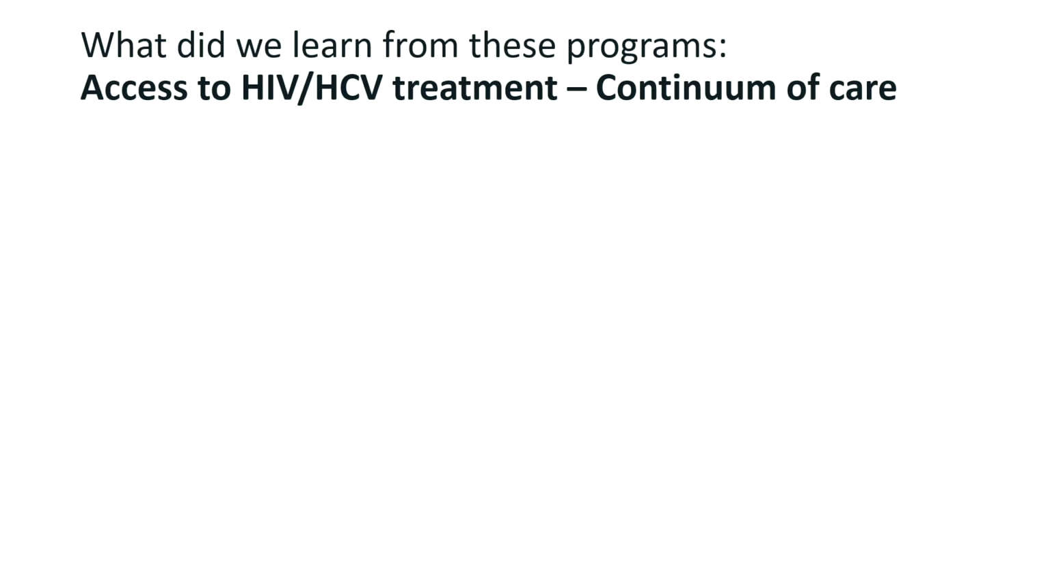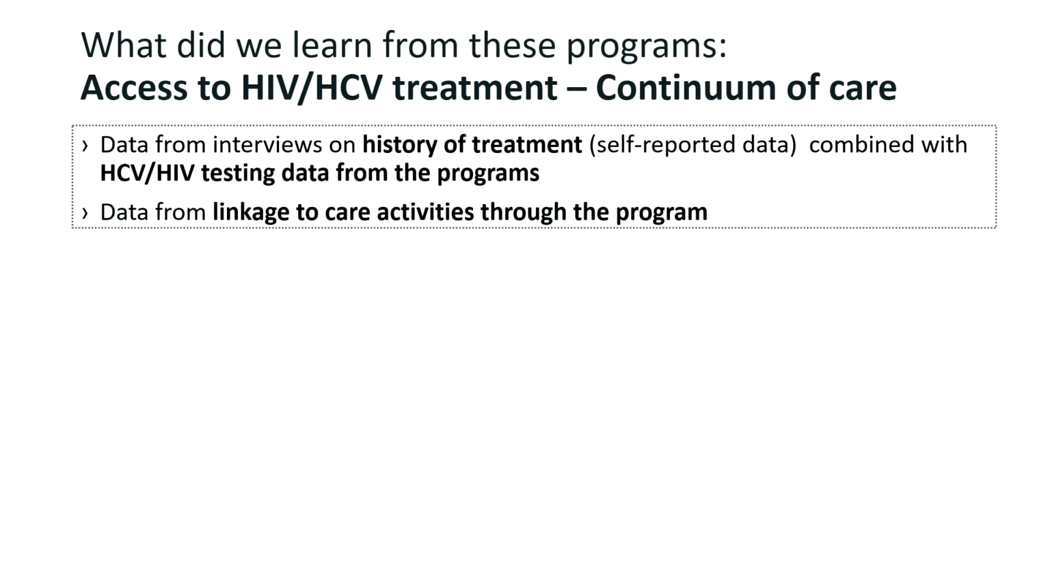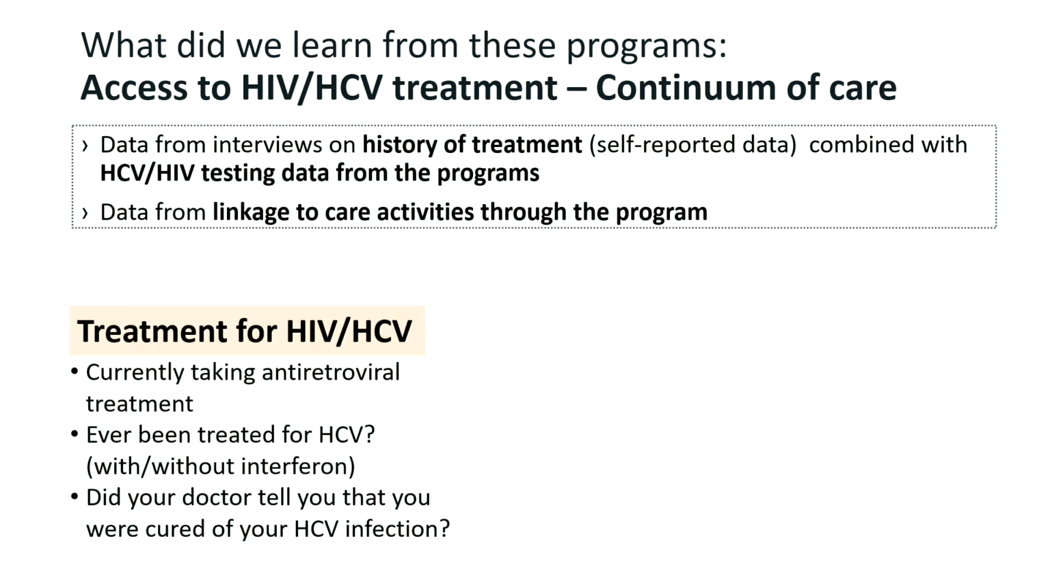About access to HIV and HCV treatment and overall continuum of care, the data we collect is mainly self-reported data, and I have to agree with Ruth that it's not such valid information. But we also had data from the linkage to care activities carried out through our program. So we asked people whether they were currently on antiretroviral treatment, or whether they have received treatment for hepatitis C, either interferon-based or the new treatments, whether they were aware that they were cured from their hepatitis.